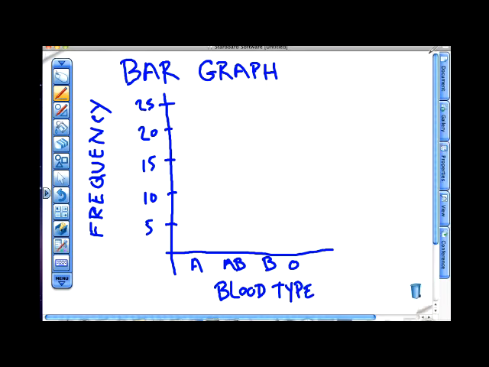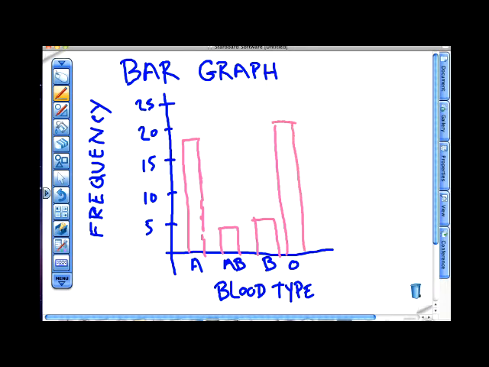And then we go ahead and draw the bars with the height of the bar portraying the corresponding frequency. So we had 18 values in the A category, so we'll go up to 18. We had 4 in the AB. And if you're doing this by hand, don't worry about it being super perfect, just so long as you can kind of tell what it is. In the B category, we had 6, so that would be a little bit above the 5 line. And in the O category, we had 22. So we're going to go all the way up. 22, yeah, that looks about right. And you have a bar 22 units high.